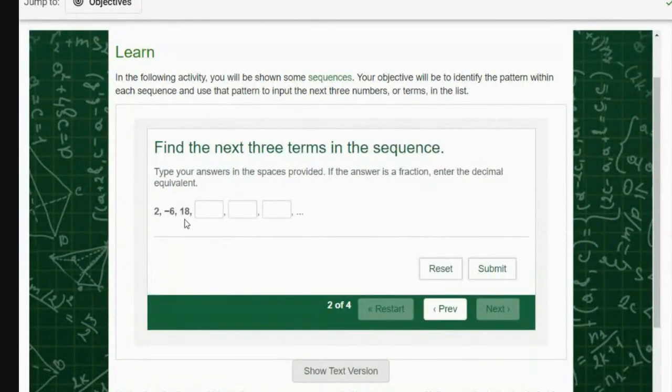Let's do this one too. 2, -6, 18. You're like, what? Is that multiplying by the same thing each time? It's not adding the same thing each time because it adds -8 and then it adds a positive 24. So that's not. This is actually a geometric sequence. It is multiplying by the same number each time.